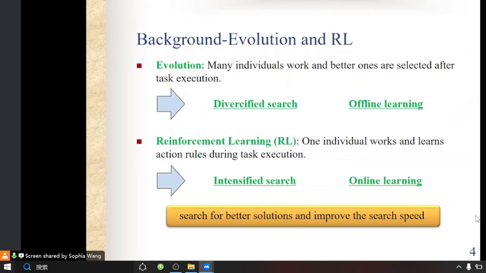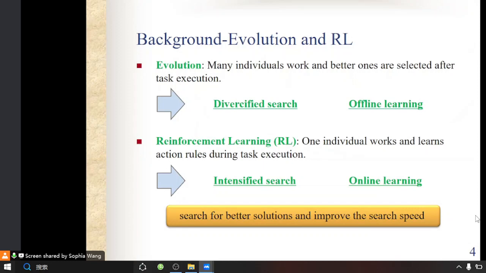That means offline learning. But if I combine my original GMP and reinforcement learning, I can change it from offline learning to online learning. That means one individual works and learns action rules during task execution. You can change your strategy just during your transactions, during your trading actions. That's easy to change. So that's why I want to combine them, because I can get the advantage of offline learning and online learning at the same time.